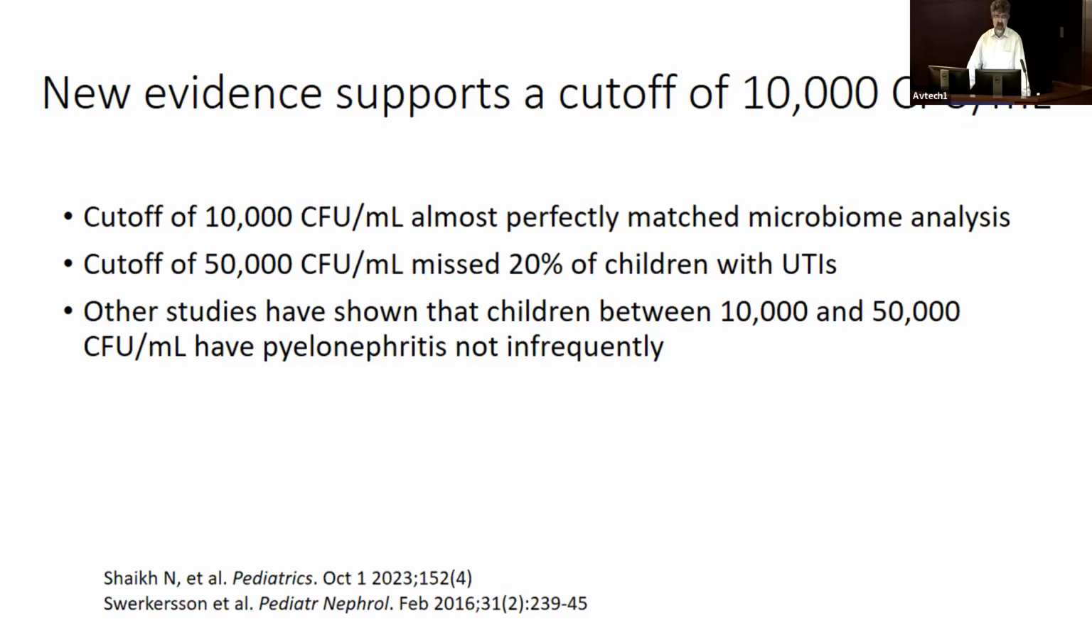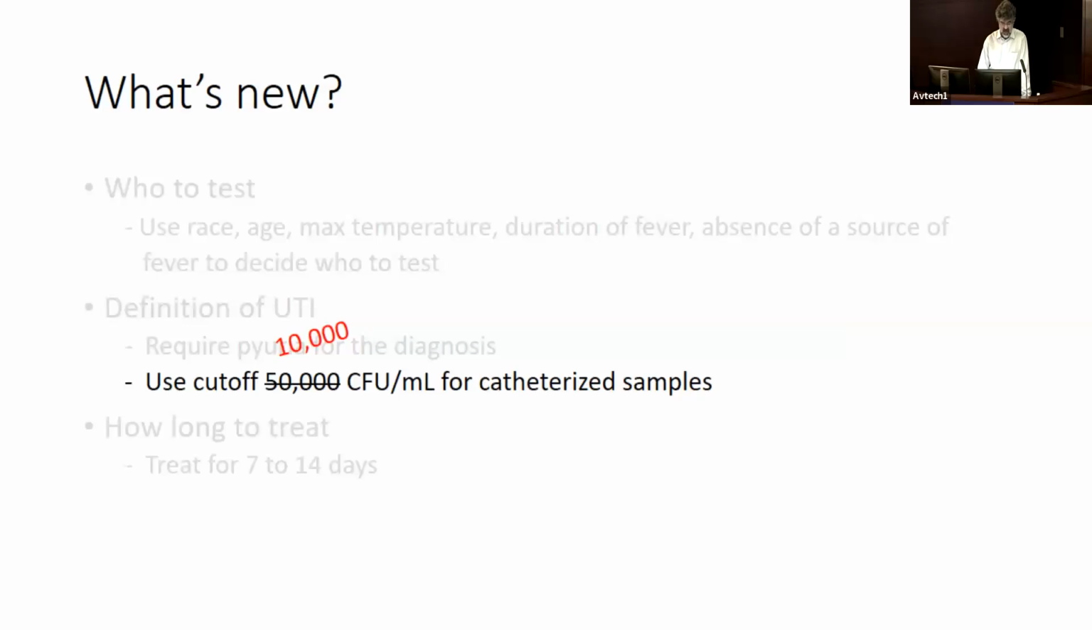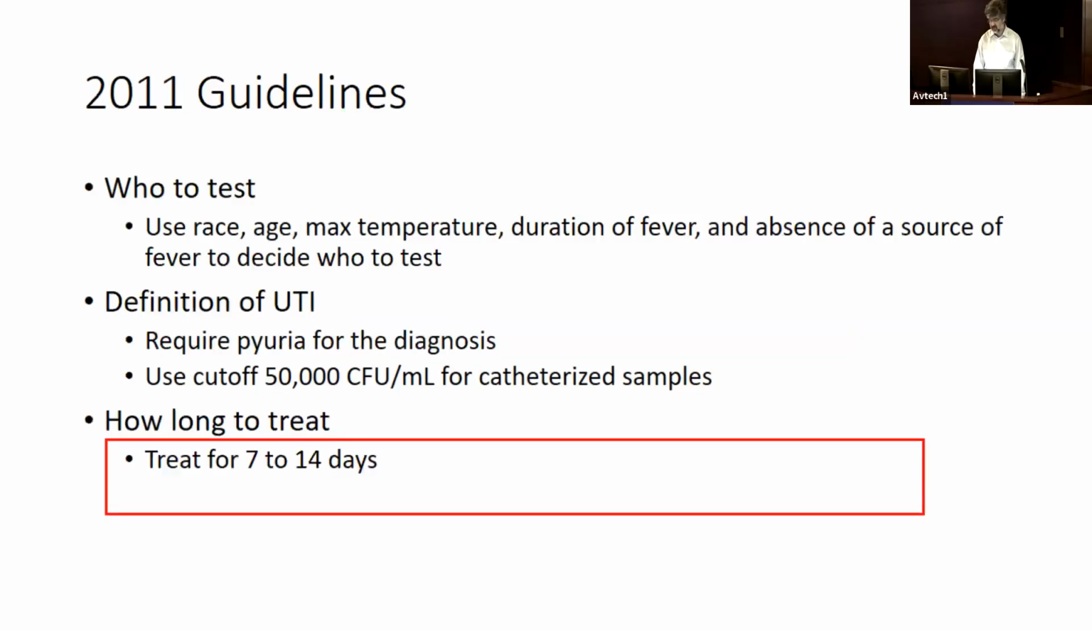They showed that a good number of these children with counts of 40, 30,000 had pyelonephritis on DMSA scan. So just because the counts are low doesn't mean they don't have pyelo. So we sort of need to pay attention to this group. So I think the new data sort of leans us towards the 10,000 for catheterized samples.